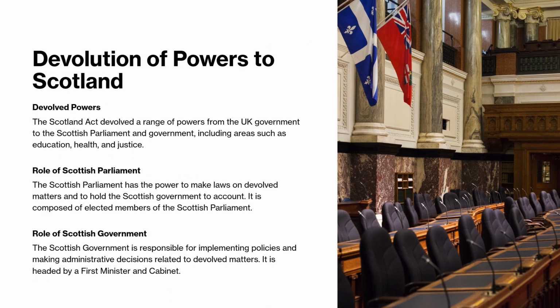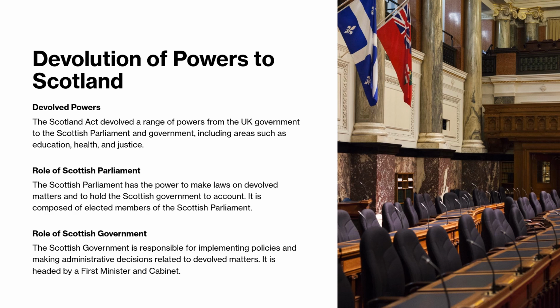Devolution of powers to Scotland. Devolved powers. The Scotland Act devolved a range of powers from the UK government to the Scottish Parliament and government, including areas such as education, health, and justice. Role of Scottish Parliament. Scottish Parliament has the power to make laws on devolved matters and to hold the Scottish Government to account. It is composed of elected members of the Scottish Parliament.